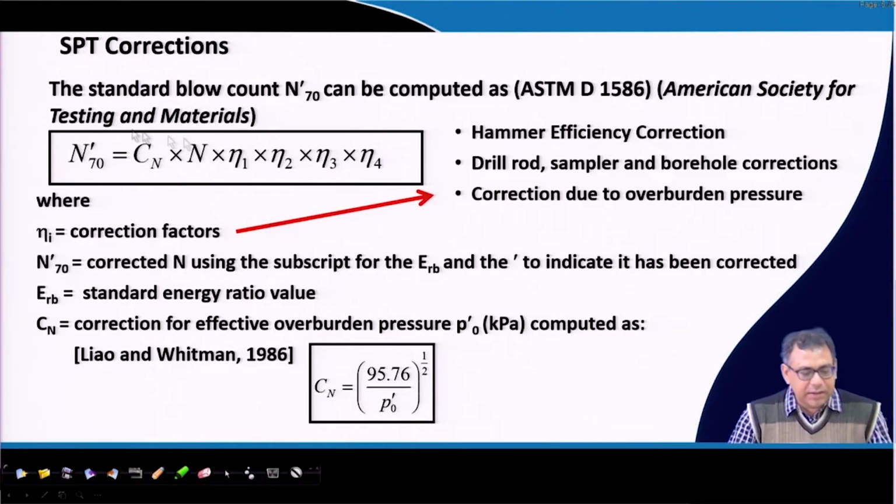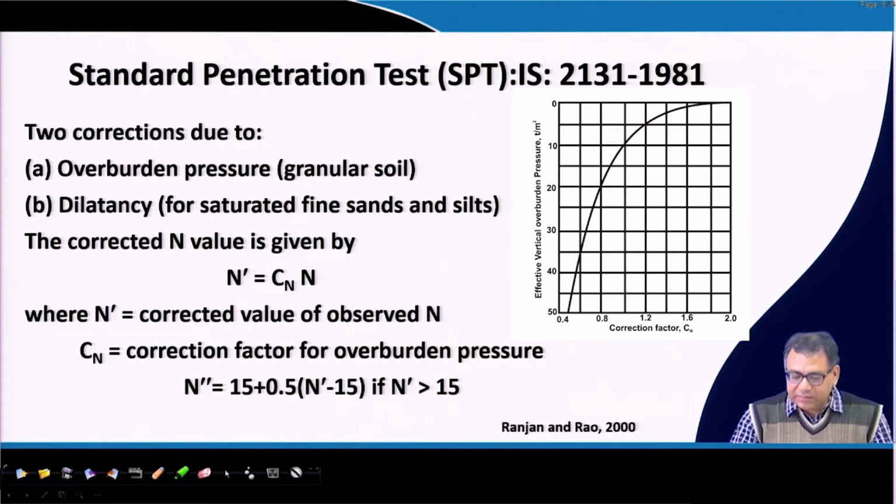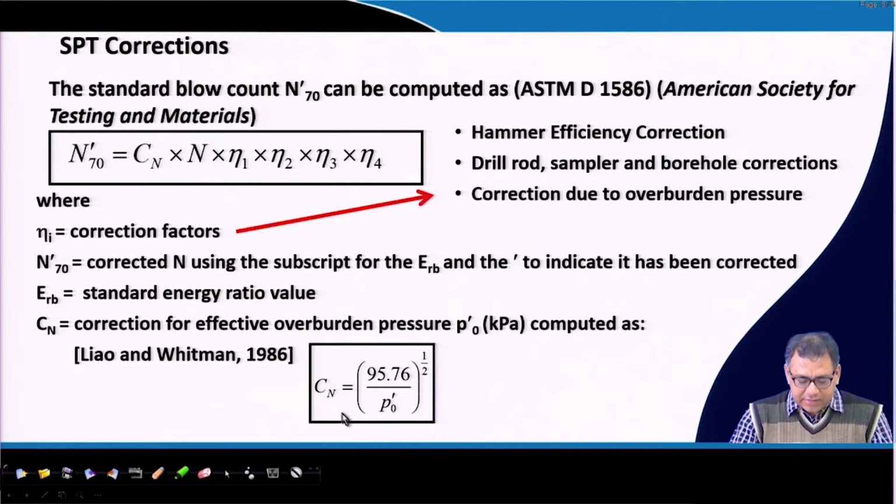But as per the ASTM, the American Society for Testing and Materials, they have proposed 5 corrections. Okay? So, what are those 5 corrections? This CN is the correction due to effective overburden pressure, and this is the expression. In the IS code we use a chart, and from that chart we can get the CN value. This is the chart, this is the effective overburden pressure, and this is the correction factor CN that you will get from the chart. But here I will get the CN value from this equation, where P0 is the effective overburden pressure, which is in kPa.